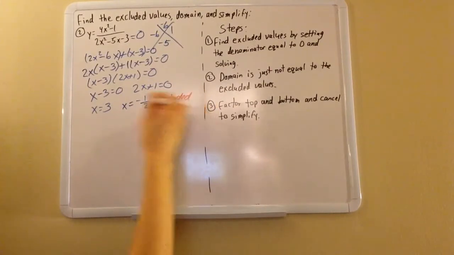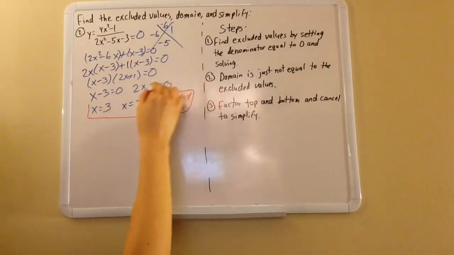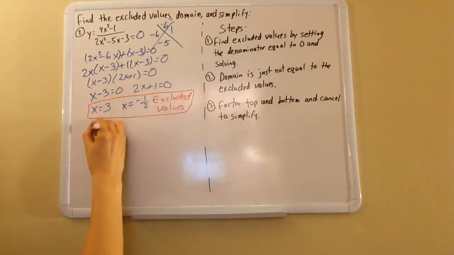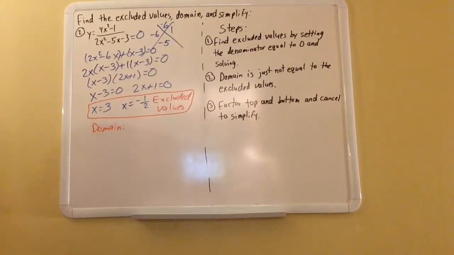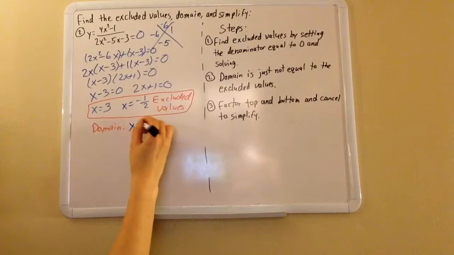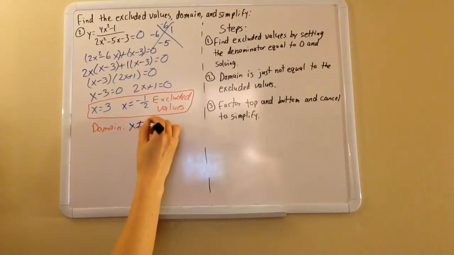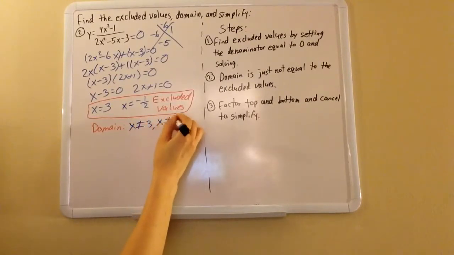And now I'm going to do my domain, which is pretty much exactly the same as my excluded values. Remember, the only difference with domain and excluded values is that now we're just going to have the not equal to sign. So x is not equal to 3, and x is not equal to negative 1/2.